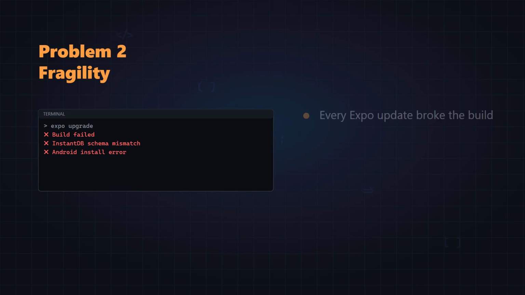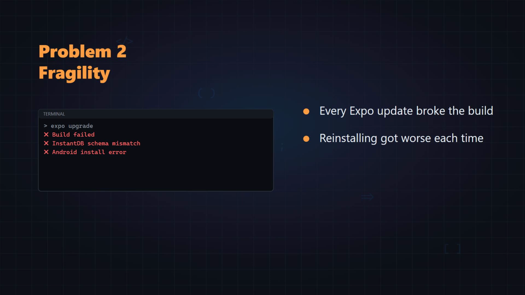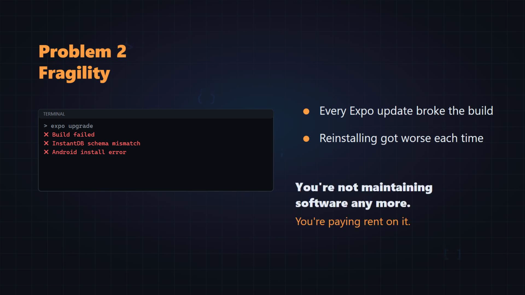The second problem was fragility. Every time Expo updated, or InstantDB updated, the build broke. And reinstalling it on Android got more painful each time. Now on its own, that is annoying. Combined with the first problem, it is fatal. You have got an app that does not work where you need it, and is a fight to maintain. At that point, you are not maintaining software, you are just paying rent on it.